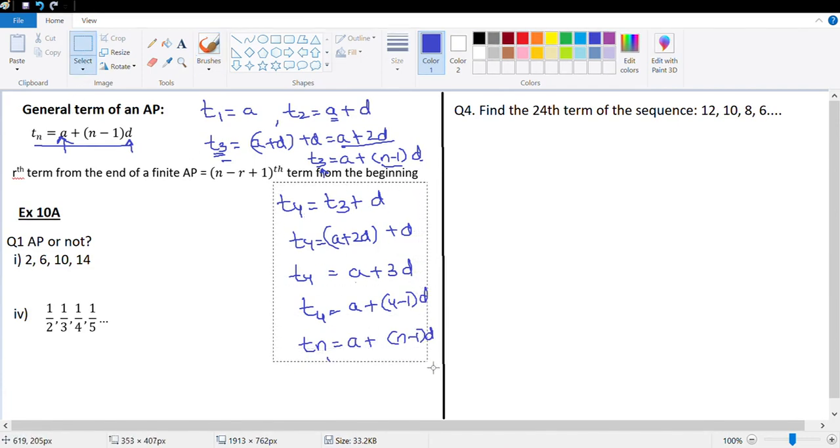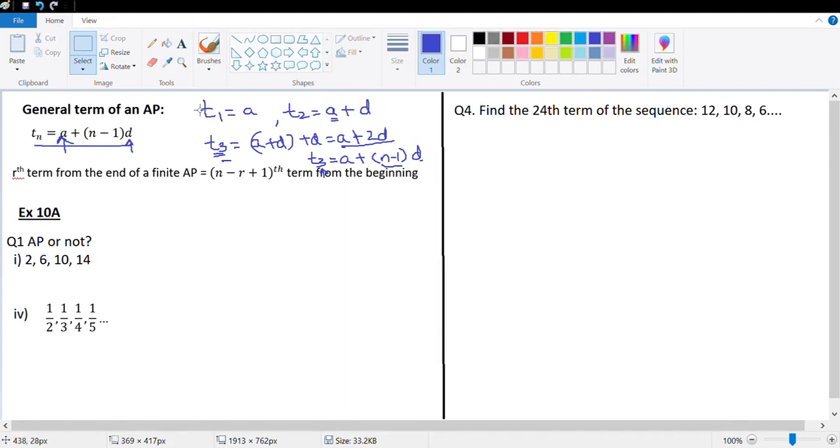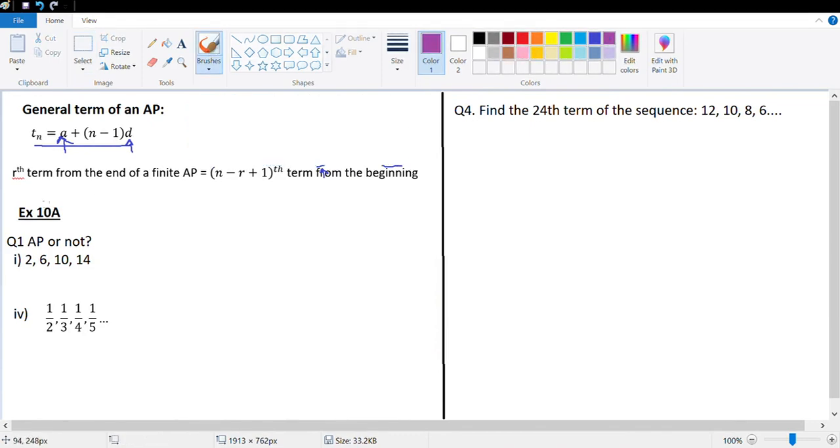Okay, one last concept before I start the questions. This is if I need to figure out the rth term from the end of a finite AP. Let's look at the first example: 1, 3, 5, 7, 9, 11, 13, 15, 17, 19, 21. Let's say I have these many terms of an AP: 2, 4, 6, 8, 10, 11 terms. So in this case, the total number of terms is 11. A is equal to 1 and D, the common difference, is 3 minus 1, which is 2. Now this is a finite AP, which has a beginning and ends at 21.